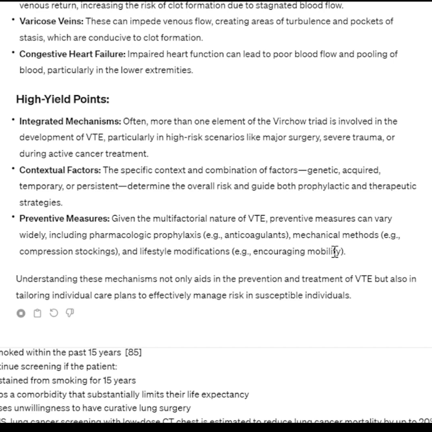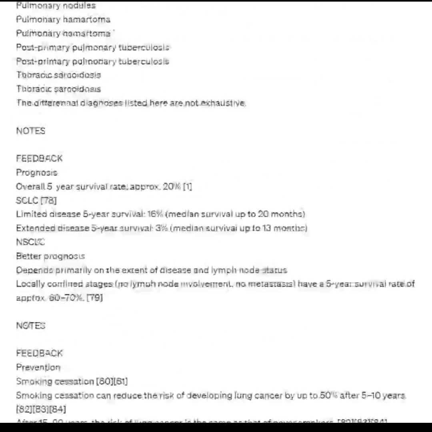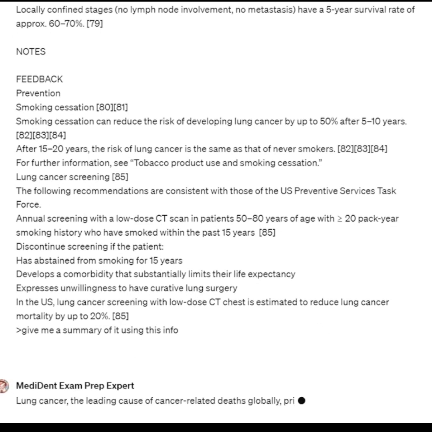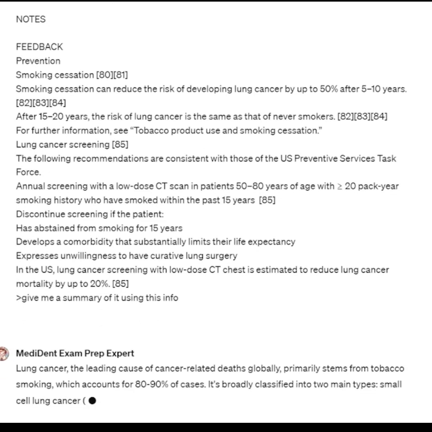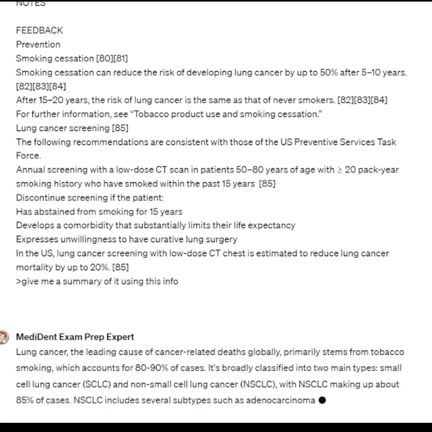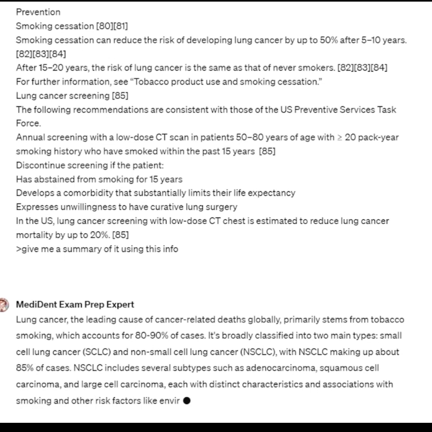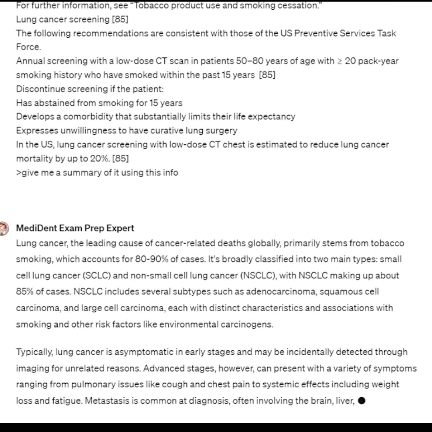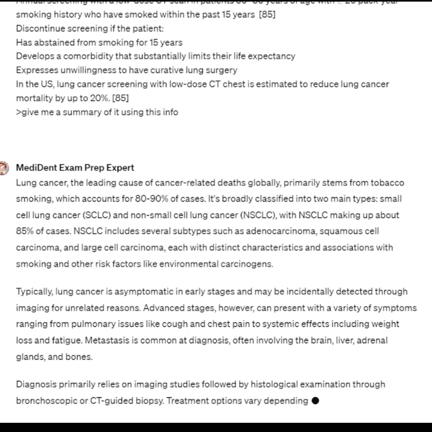Preventive measures. Given the multifactorial nature of VTE, preventive measures can vary widely, including pharmacologic prophylaxis, e.g. anticoagulants, mechanical methods, e.g. compression stockings, and lifestyle modifications, e.g. encouraging mobility. Understanding these mechanisms not only aids in the prevention and treatment of VTE, but also in tailoring individual care plans to effectively manage risk in susceptible individuals.